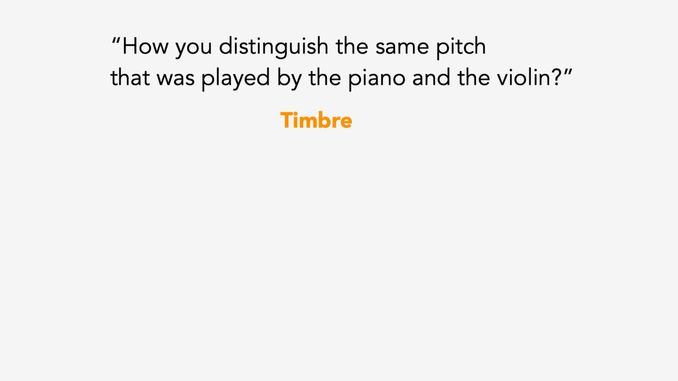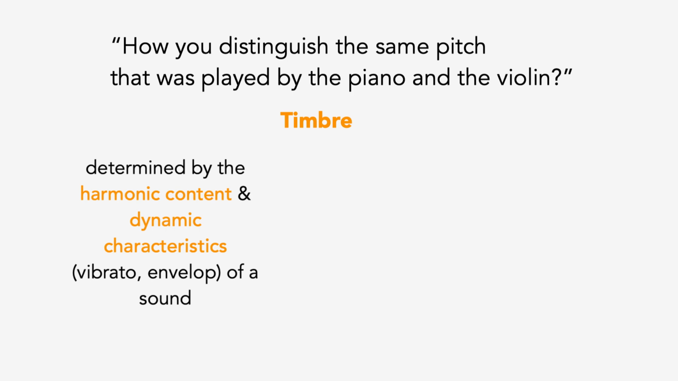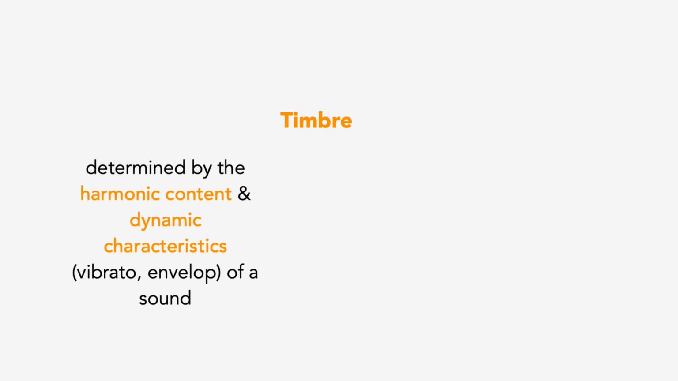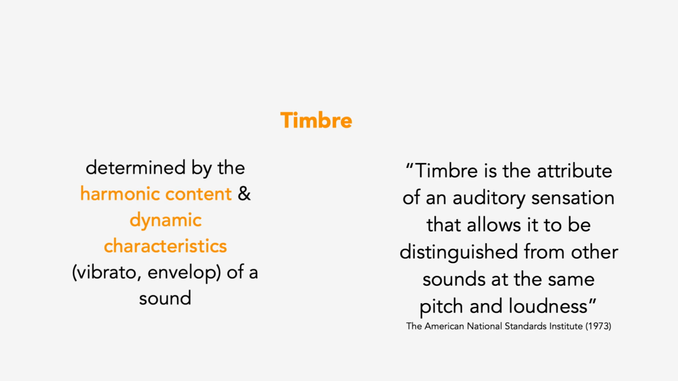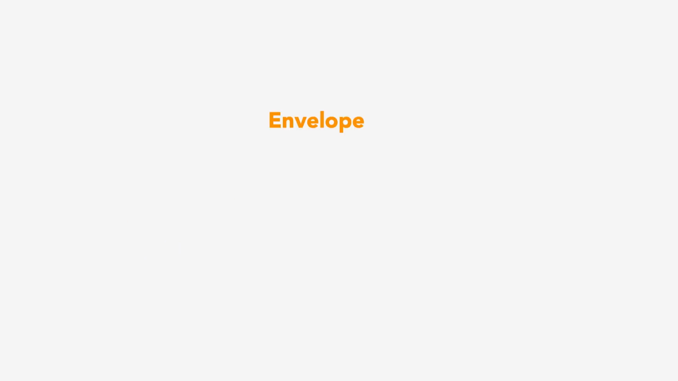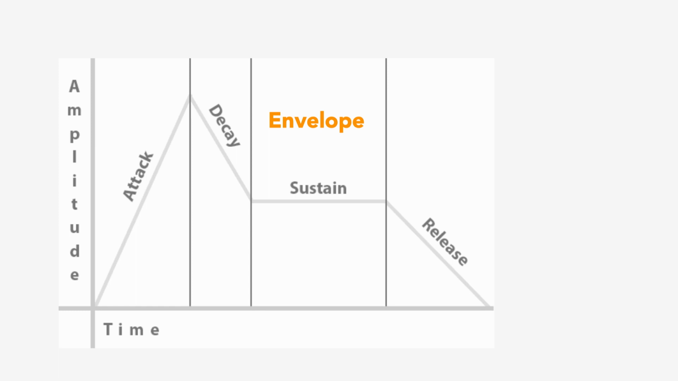Timbre is a general term for the distinguishable characteristics of a tone. It is mainly determined by the harmonic content of a sound and the dynamic characteristics of the sound. ANSI defines timbre as the attribute of an auditory sensation that allows it to be distinguished from other sounds at the same pitch and loudness. Another factor that could help us to distinguish sound from different instruments is envelope.